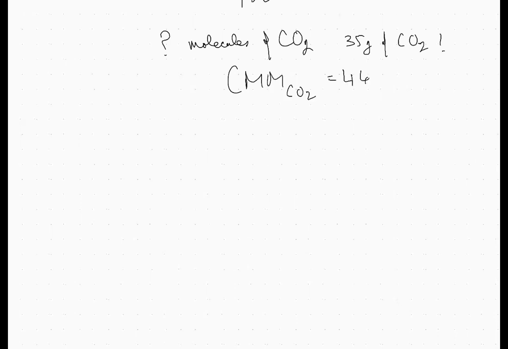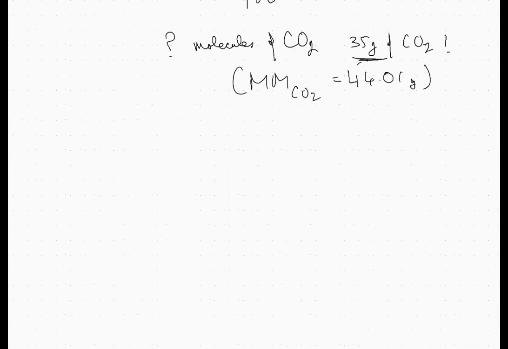Okay, so first of all, 35 grams. You have to find how many moles are there, then convert it to molecules. That's what you do. So the normal equation, mass divided by molar mass equals number of moles. So 35 grams divided by 44. 35 divided by 44, I get 0.8 moles. Okay, round it up. 0.8 moles.